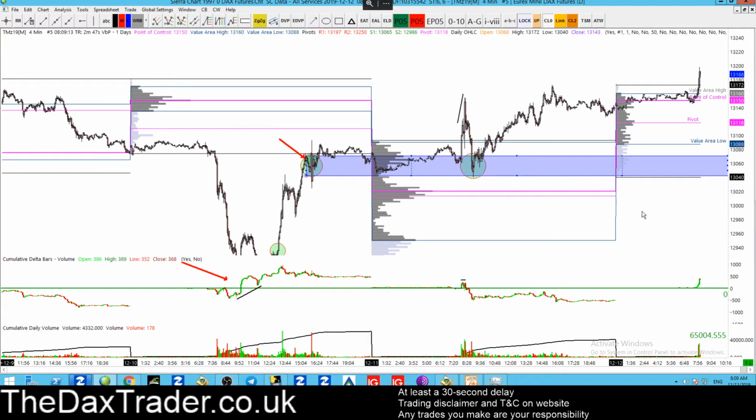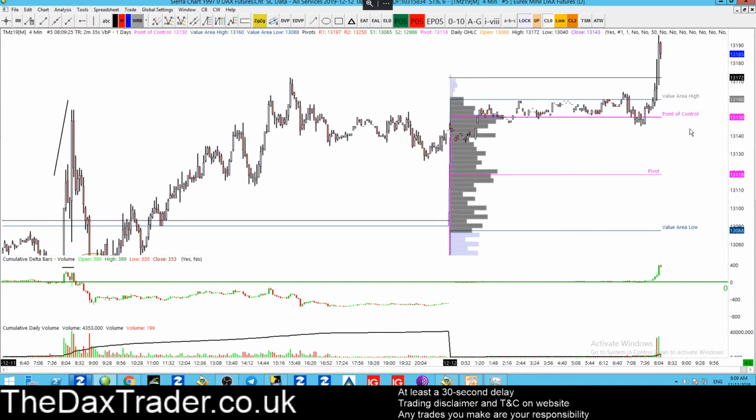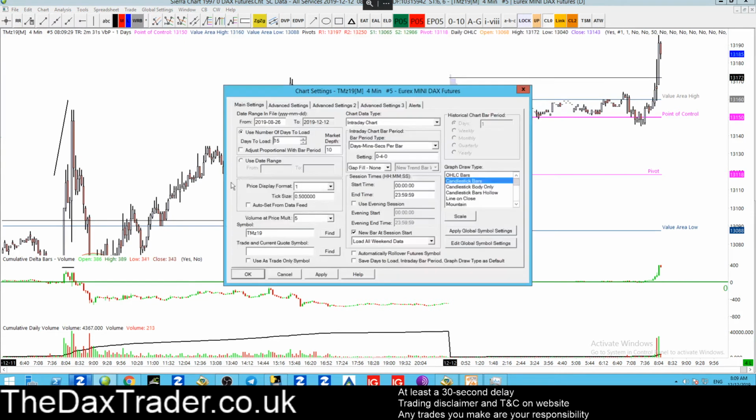I wanted to keep it on the chart, but it does make it look pretty messy. But what we can see right now is that we've already occupied that point of control from yesterday. Now the tick size is half a tick. That's fine.